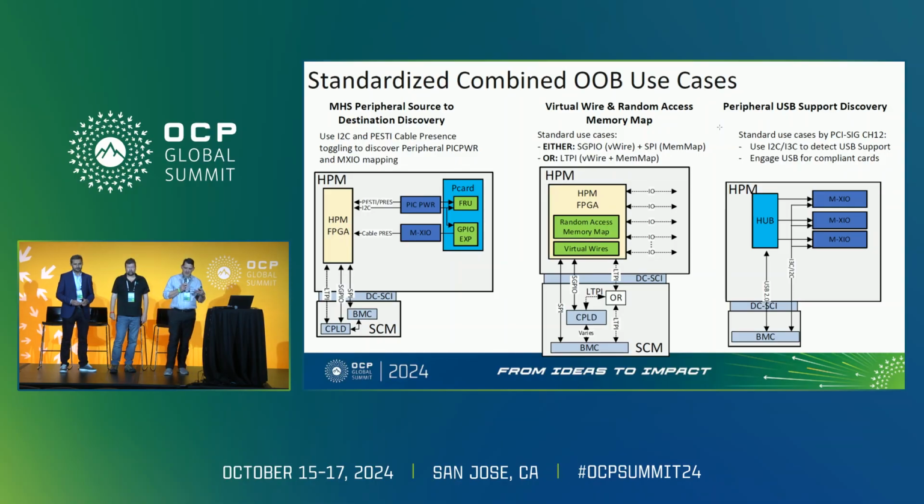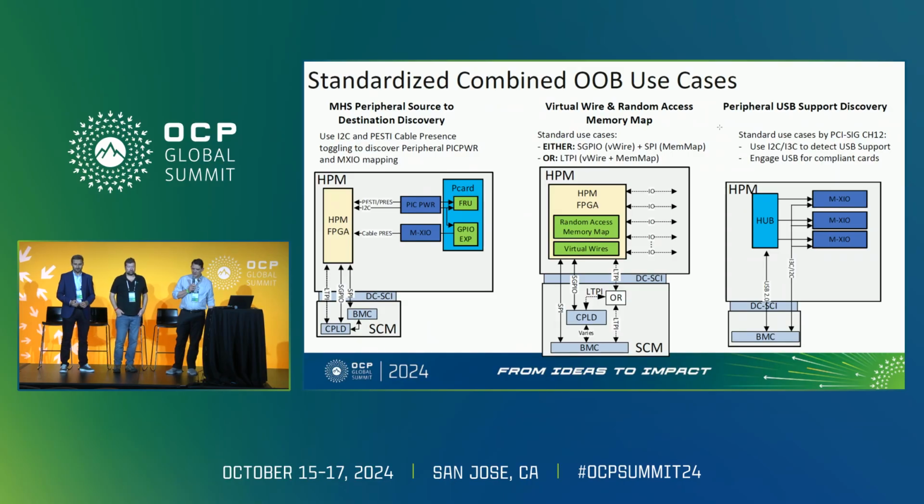There are mechanisms where you can do random access memory through SGPIO, which we're contributing, and obviously you can do all this through LTPI, but you can also use a SPI interface just as a very simple byte access kind of situation.